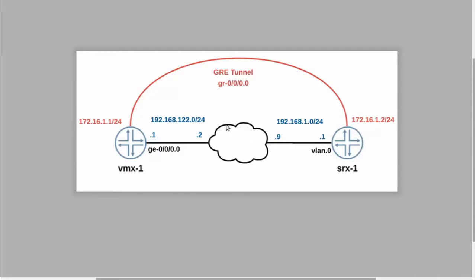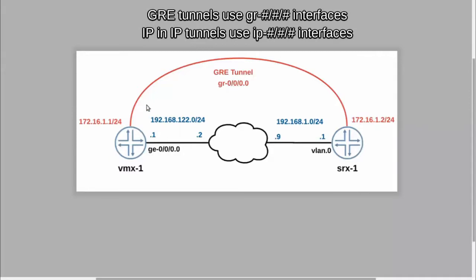So what we need to do to get this tunnel working is configure routing on the VMX facing towards the SRX's external IP address, and we need to do the same on the SRX facing towards the VMX's external IP address. With that routing in place, we then need to get down to the business of configuring the tunnel, and the tunnel has a few aspects of configuration.